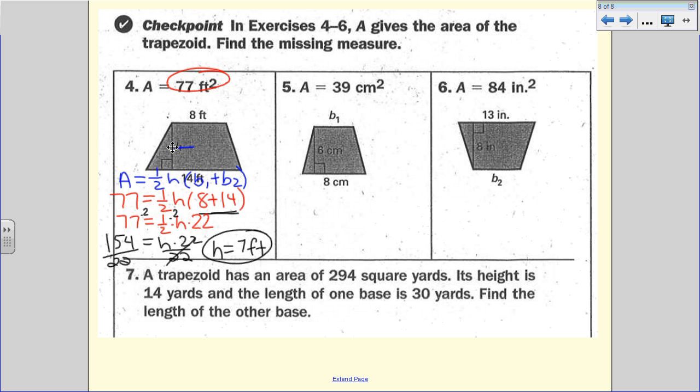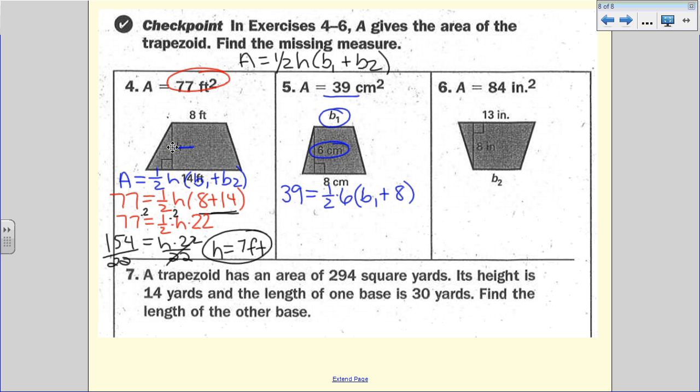So let's take a look at what it looks like when we're solving for base 1. I'm going to take area equals, so 39, I'm plugging that in for area, equals 1/2 times the height, which is 6, times base 1 plus base 2. So I'm plugging in what I know from that area formula. You're using area equals 1/2 times the height times base 1 plus base 2.